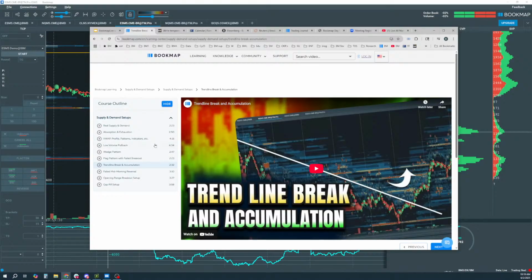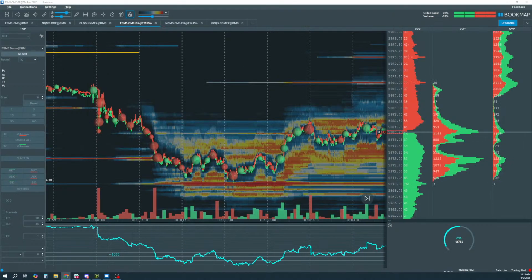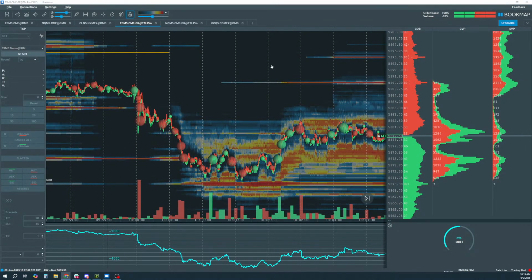All right, so the other ones that we went through earlier, probably absorption and exhaustion, but the low volume pullback one is right here. This is a great setup. Take a look for this again and again. It works best in a trending environment. Okay, so anyway, this is the setup for the trendline break and accumulation, and this is what I mean by it here.